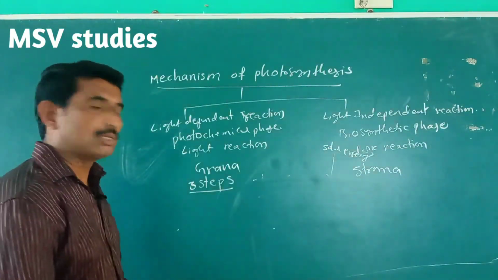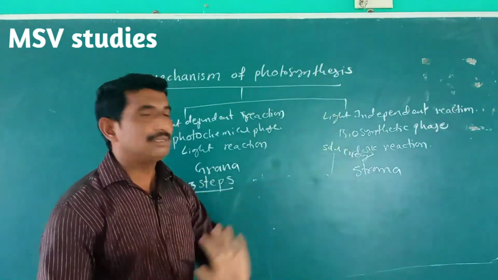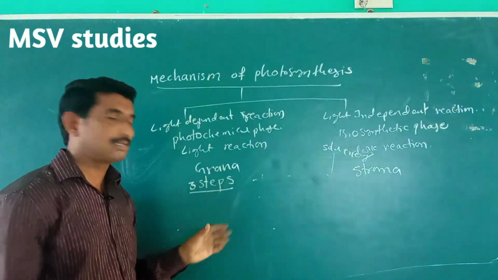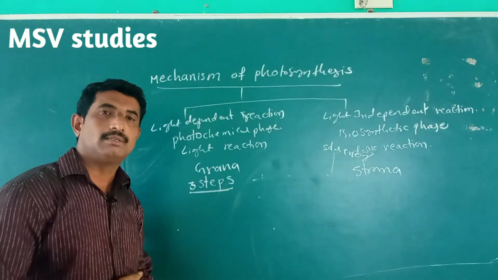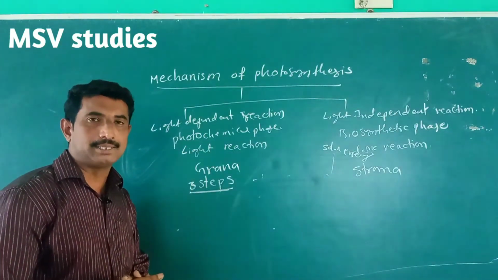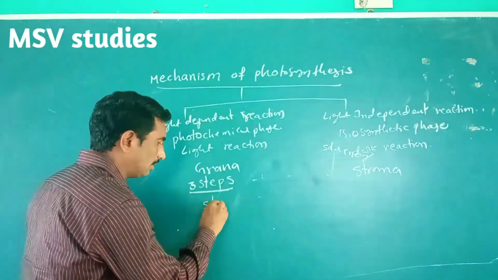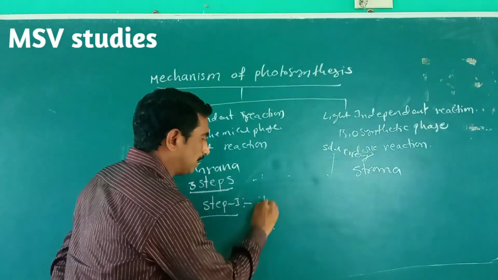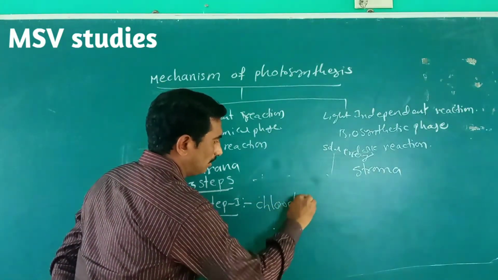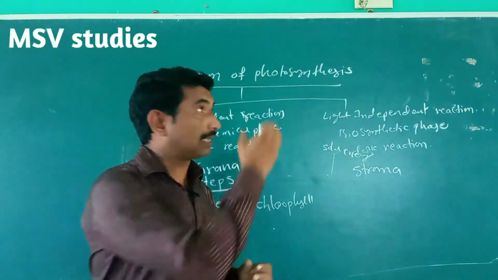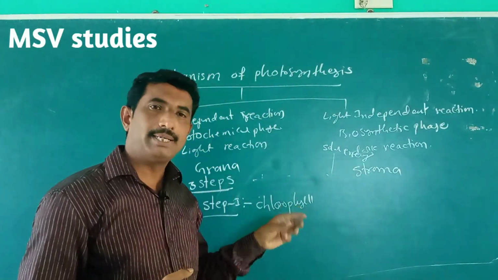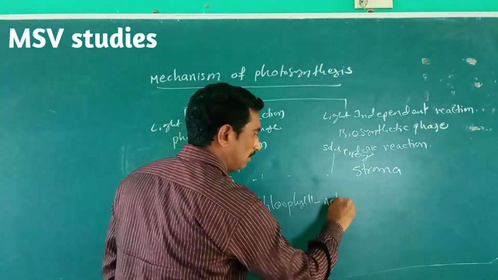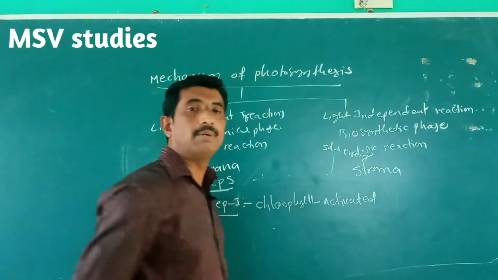The light dependent reaction occurs in grana. The light independent reaction occurs in stroma. It has three steps, children. In that, we are going to discuss step 1. In step 1, the chlorophyll pigment absorbs the sunlight and becomes activated. This one, children: the chlorophyll absorbs the sunlight and becomes activated.